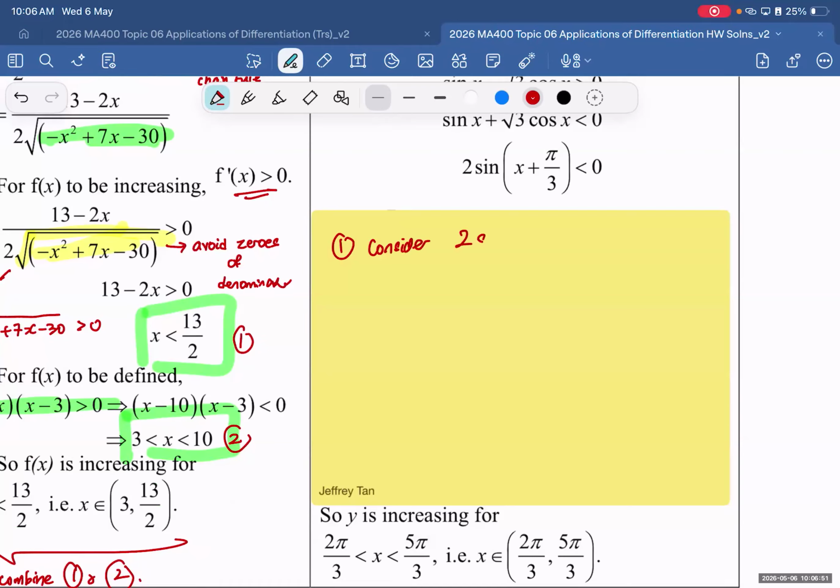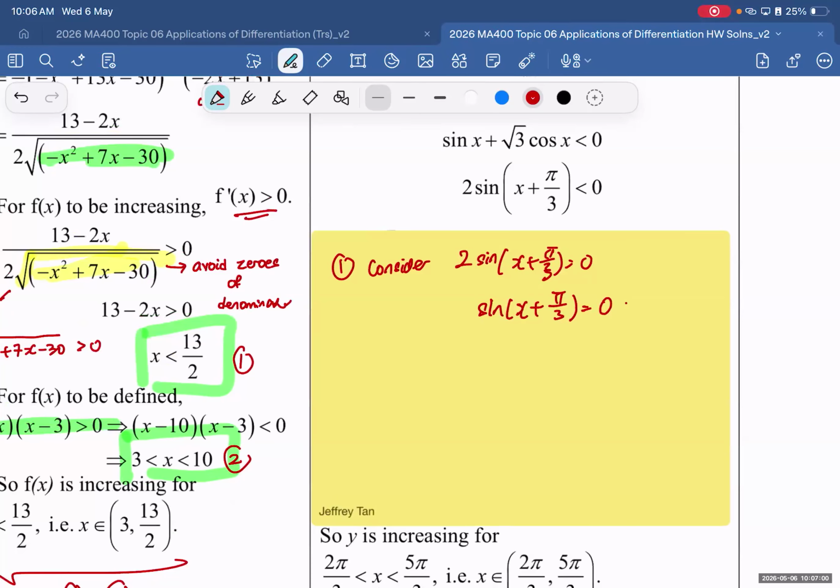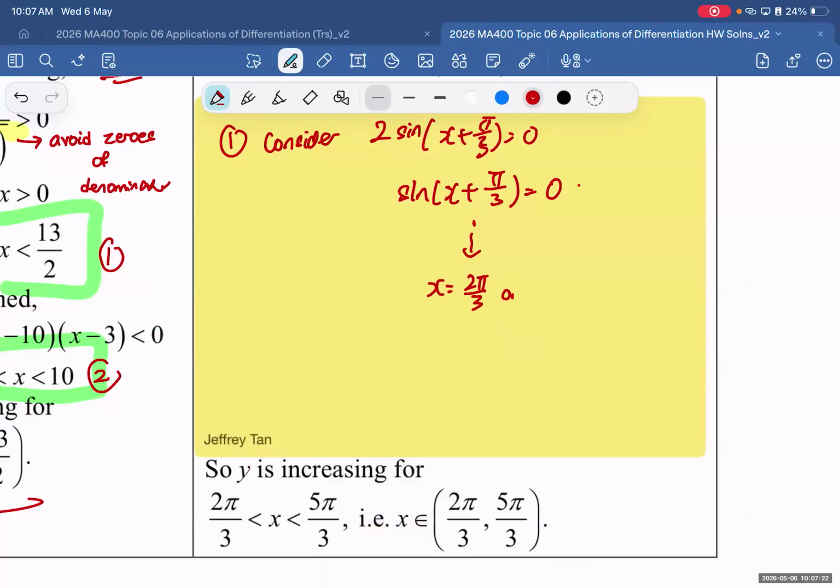This is the same as sine of x plus pi over 3 equals 0. Generally, if I have x plus pi over 3 equals 0, what do I look at? I don't really look at PQRS. I just look at the graph. So what I'm trying to tell you is x will just be 2 pi over 3 or 5 pi over 3. Okay? Can I? So now, let me show you.